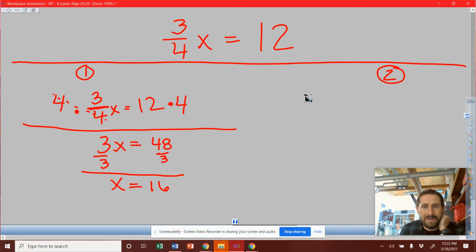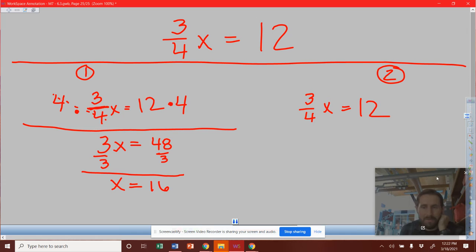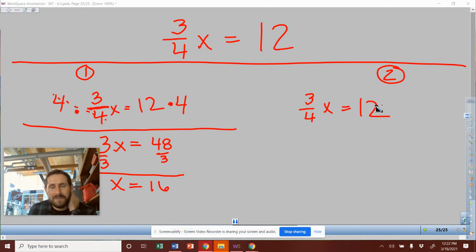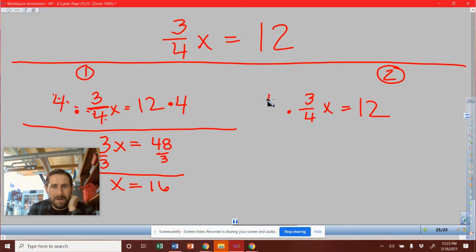Another way you can do it is you've got 3/4 x equals 12. So same problem, right? And what we can do is multiply by the reciprocal. And the reciprocal is taking a fraction and flipping it. So we can take this problem. The reciprocal of 3 over 4 is 4 over 3. So we're going to multiply over here by 4 over 3.